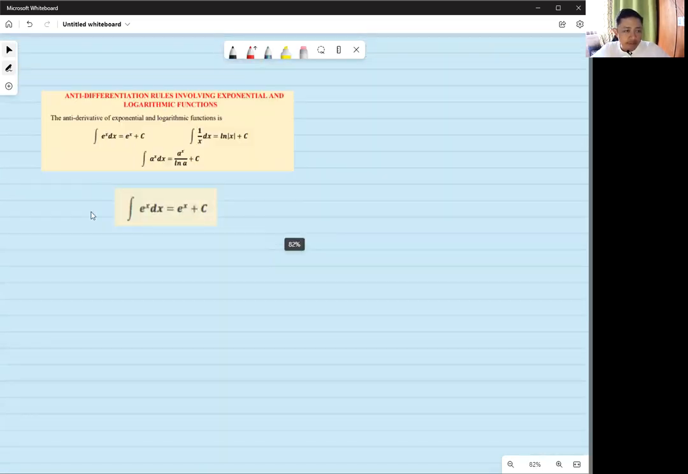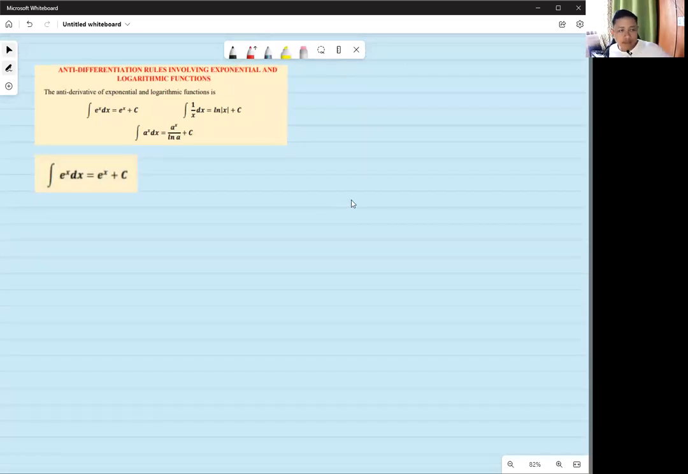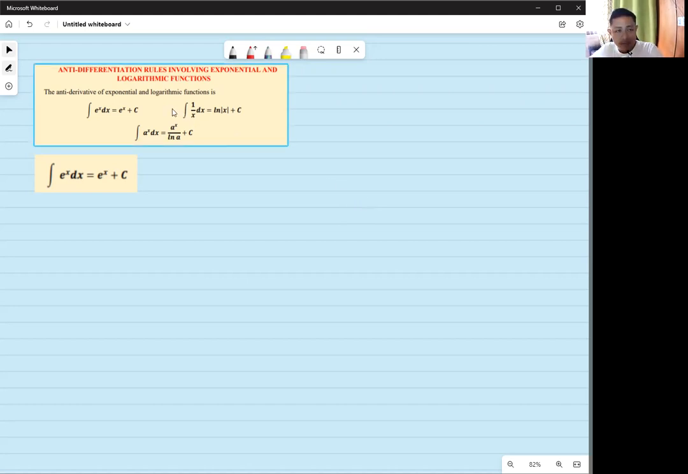So if you happen to see the integration of e raised to x dx, where e is a constant, then automatically it's just as simple as e raised to x plus c. That's it. Ganun lang siya. We just have to copy the e raised to x. Wala na tayong ibang gagawin doon. Yun na yun.